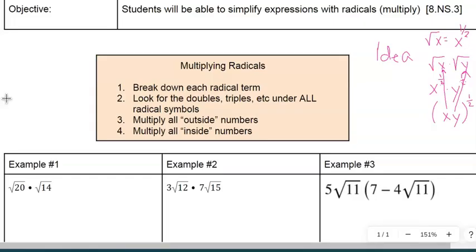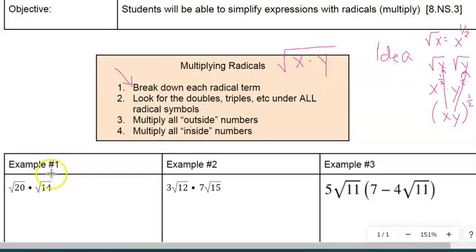So the rule is not the same when you add and subtract, all right? And so this is based on our exponent properties that we learned last week. So in general, I want you to remember the idea that when you multiply radicals, we can combine them in one radical, as long as they're the same type of radical, which they will be, all right? So since we're really multiplying under a radical, we still want to break down each radical, look for doubles, triples, whatever the radical value is, and then we're going to multiply all the outside numbers and all the inside numbers together to simplify once we're done.